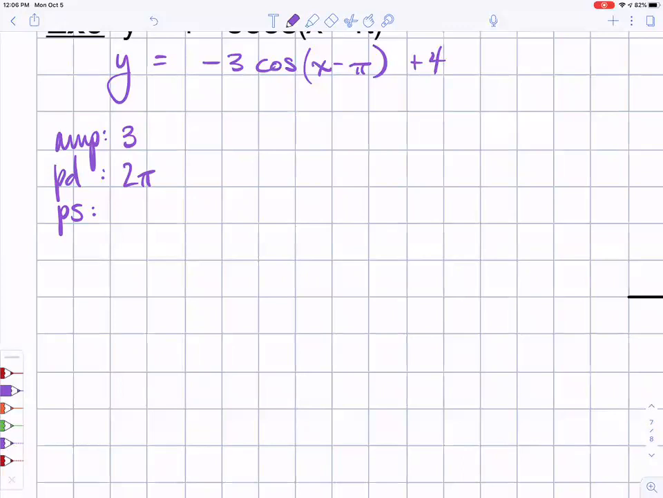Why is it to the right? Yeah, it goes backwards from what we expect. So we're going to go to the right pi. What else do we know?